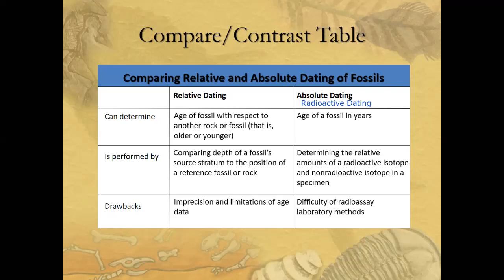Biggest benefit of radioactive isotopes and radioactive dating is that it gives us a fairly specific age in years. But again, you have to go through the extra work. You have to make sure the materials are there, and then you have to run the lab tests.